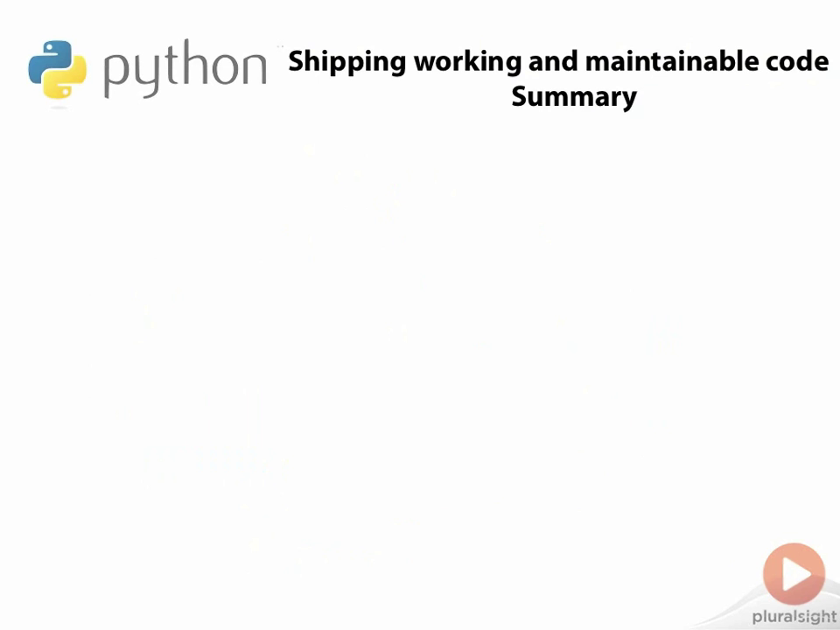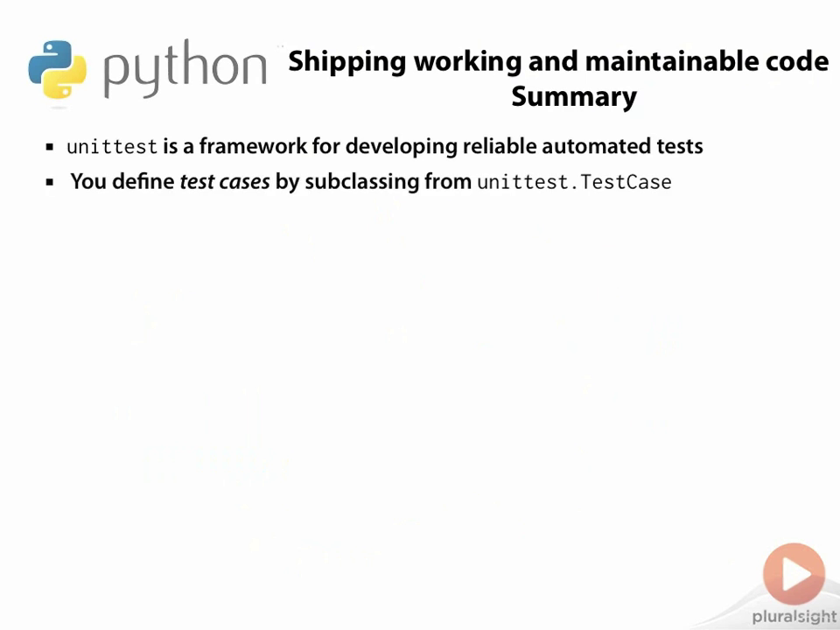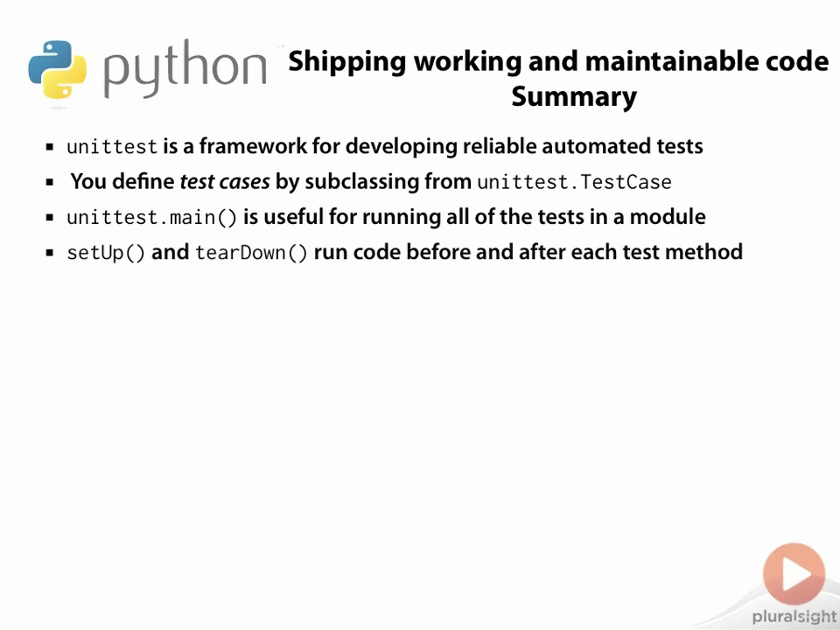Here's a more detailed list of the topics we covered. The unittest module is a framework for developing reliable automated tests. You define test cases by subclassing from unittest.TestCase. The unittest.main function is useful for running all of the tests in a module. The setUp and tearDown fixtures are used to run code before and after each test method.